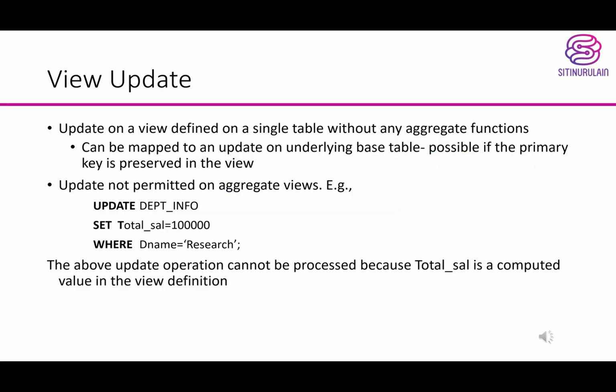An update on a view defined on a single table without any aggregate functions can be mapped to an update on the underlying base table. It is possible if the primary key is preserved in the view. Update is not permitted on aggregate views, as in the example shown in the slide.